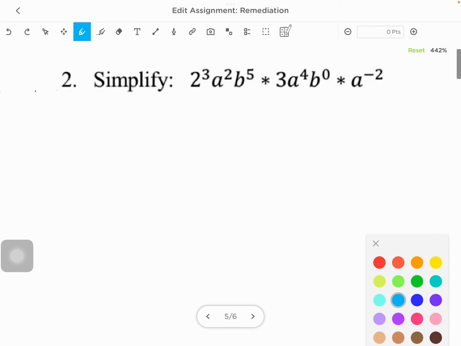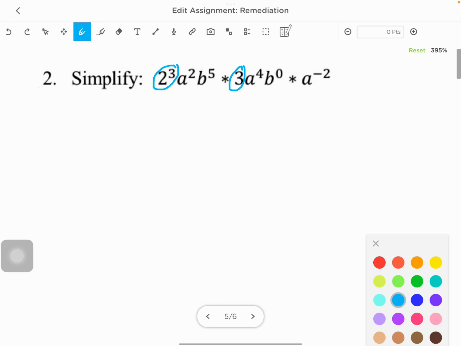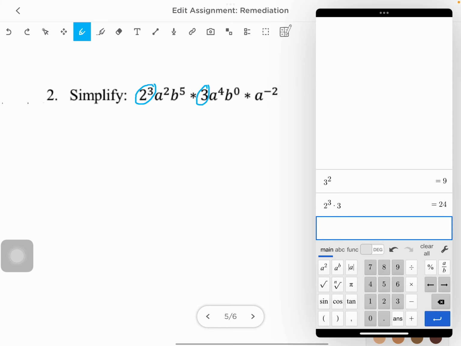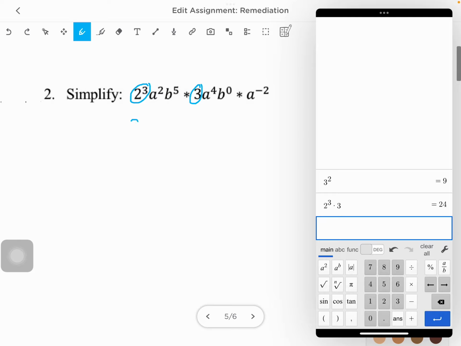For problem number 2, there's a lot going on here. I'm going to try to focus on combining common things appropriately. This 2 to the 3rd times 3 is the first thing that I'm going to combine. So I can go to my calculator and calculate 2 to the power of 3 multiplied by 3. Okay, so that 24 is the first number that I'm getting. So I'm going to bring that down.